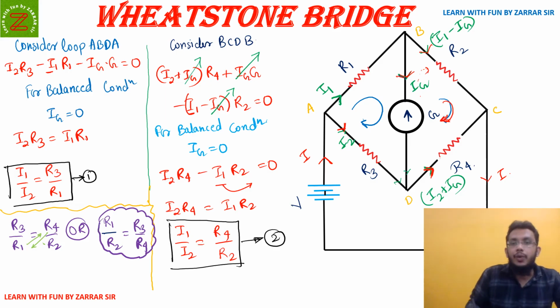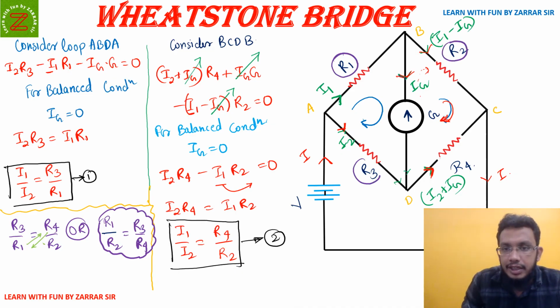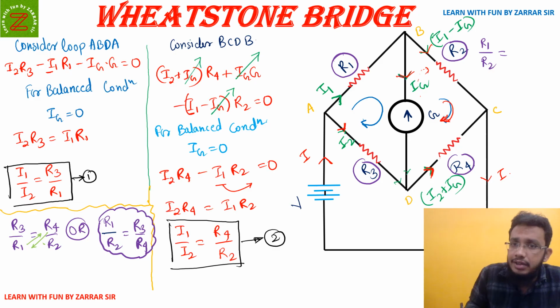And now let's understand the concept. This is my R1, this is my R2, here it is my R3, and here is my R4. So the final condition that you can understand is the opposite resistances or the same side resistances. You can directly write R1 upon R2 equal to R3 upon R4. This is the condition for balanced load.